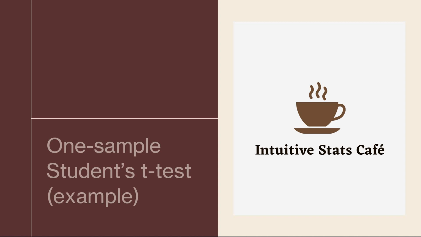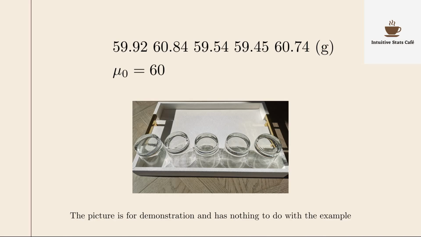Today we are going to demonstrate an example of the one-sample student's t-test. Following our last video, here are the weights of 5 glasses which I simulated from a normal distribution. Normal means 60, standard deviation 1, so the normality assumption is automatically met. Assuming independence and random sampling, we can go ahead and implement the one-sample student's t-test.